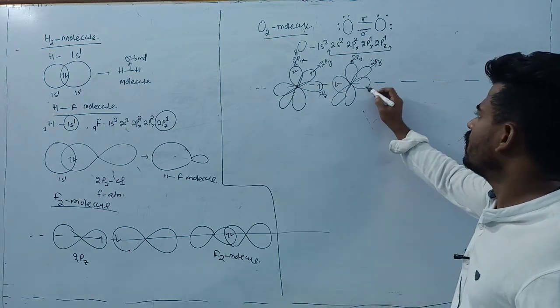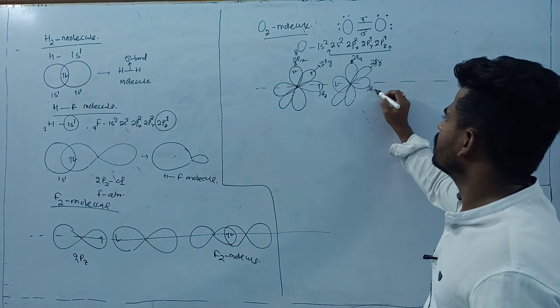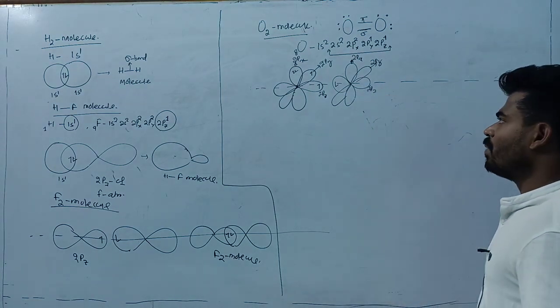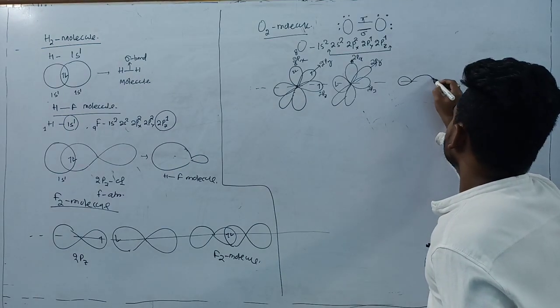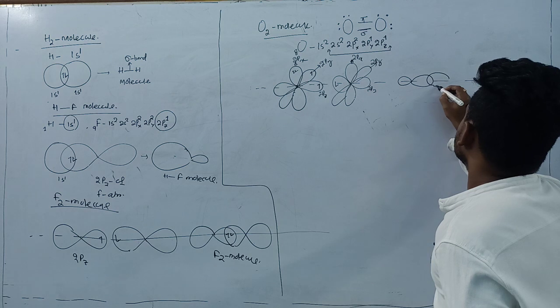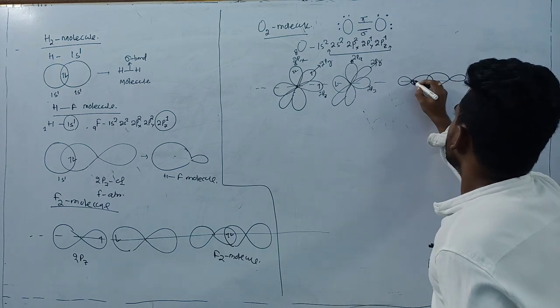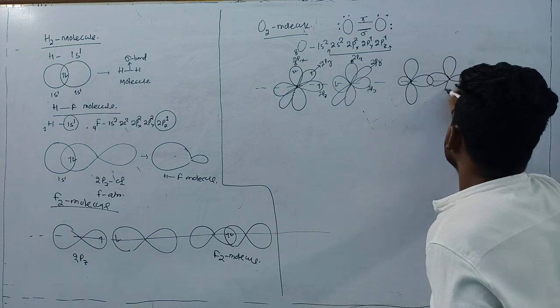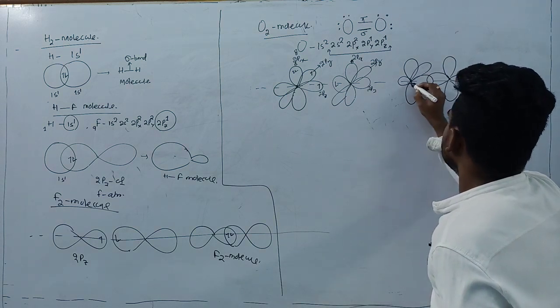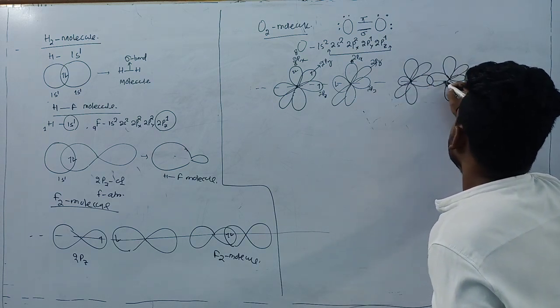2py. That clear? This is 2pz. So after overlapping, what happens? You just see. This side becomes minimum, and here the overlapping is like this. 2pz orbitals overlap, and 2px remain as such. 2px remain as such, and 2py also has an unpaired electron.